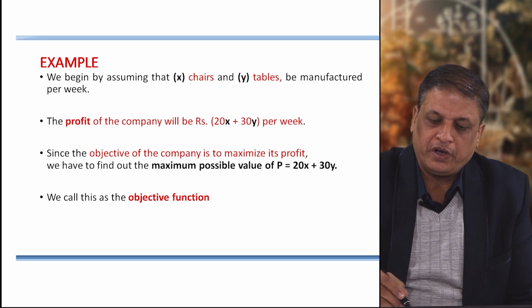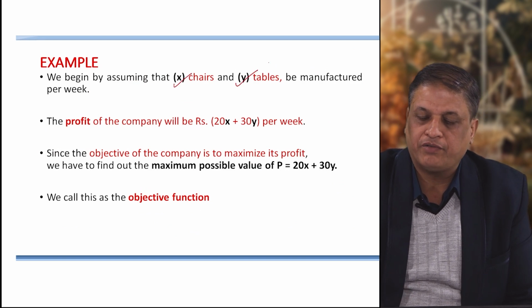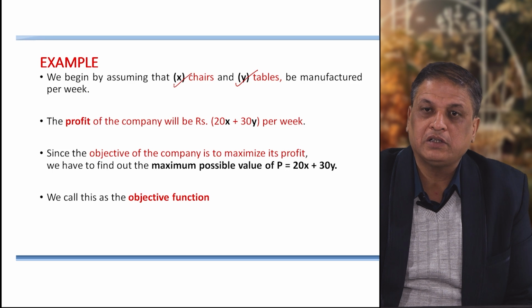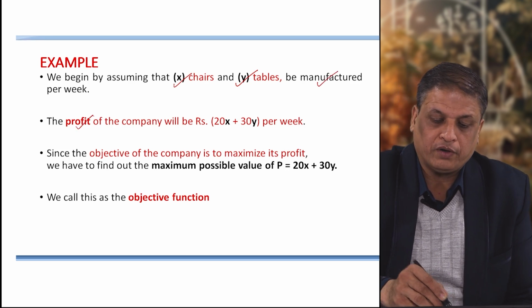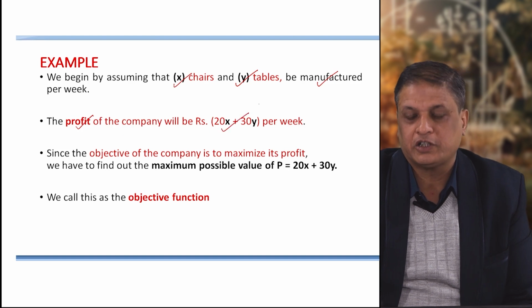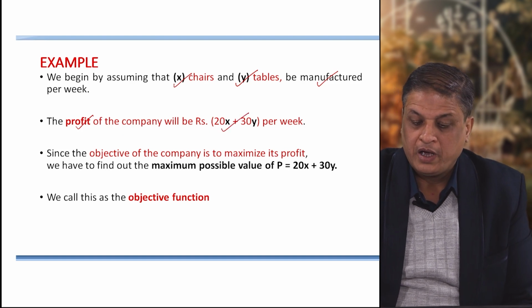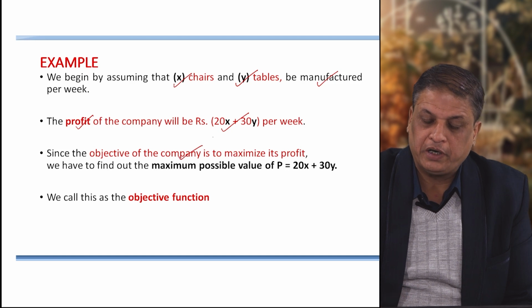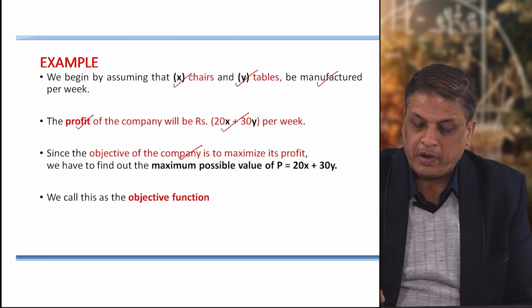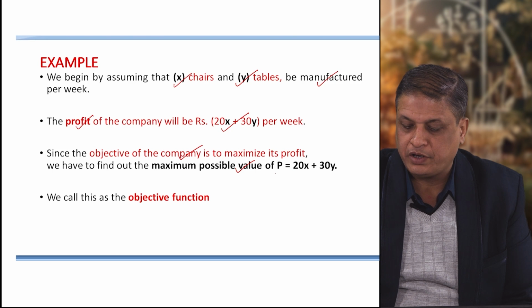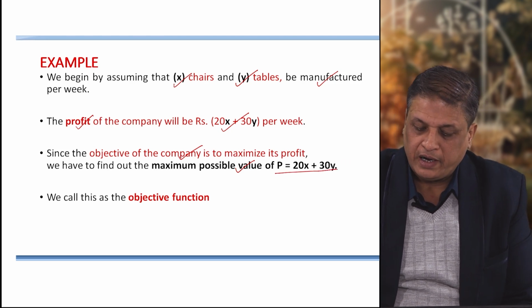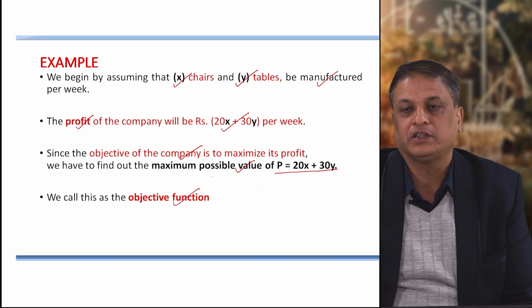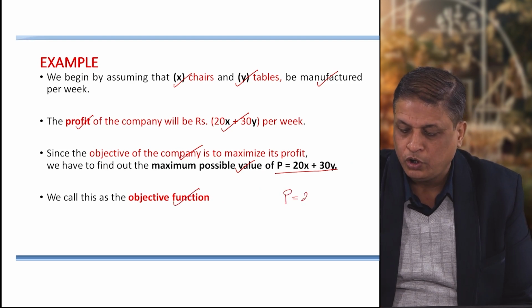So, the variables x and y are the chairs and tables which are to be manufactured per week. The profit of the company will be given by the equation 20x plus 30y, and the objective of the company is to maximize the profits. The maximum possible value of the profit is given by P is equal to 20x plus 30y, and this is nothing but our objective function. So, the objective function is P is equal to 20x plus 30y.